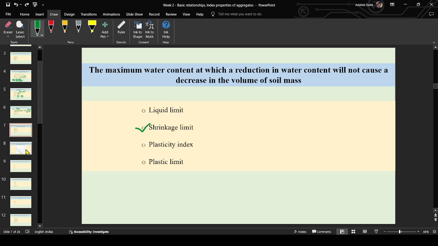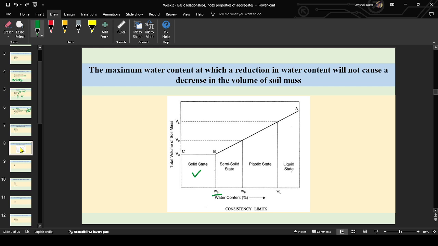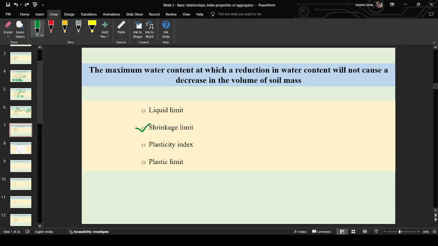Yes, sir, I understood. But what happens is that in most of the books I saw only the graph applicable for both cycles, wetting and drying, but they don't mention the wetting. Yes, because in the definition of shrinkage limit, there is no decrease in volume of soil mass. This observation is specific.